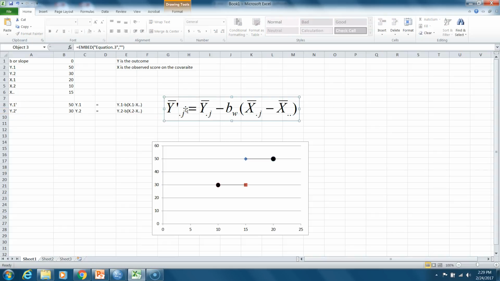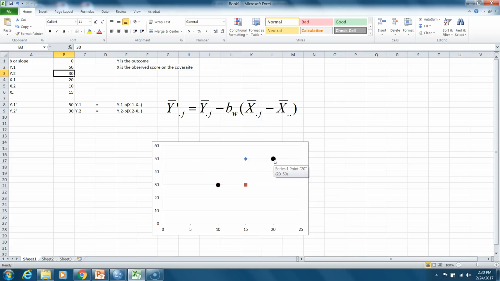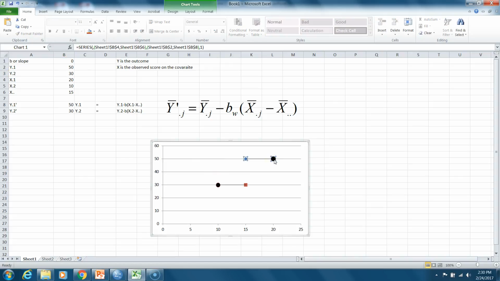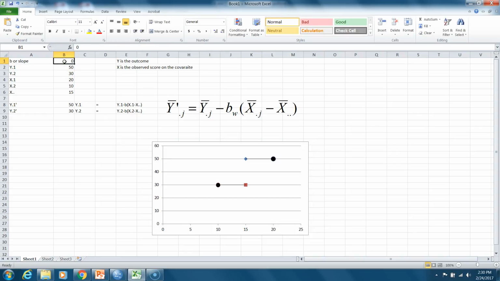We're using this equation, so let's take a peek at what we have here. We have y1 for group 1 is 50 and y2 for group 2 is 30. We can see down here, I highlighted those in black as a circle. Our mean of group 1 is 50 and our mean of group 2 is 30. Notice that the slope adjustment is 0. That means the amount of adjustment we're going to attribute to our covariate is 0. There is no impact here. In your textbook, the example uses 1.